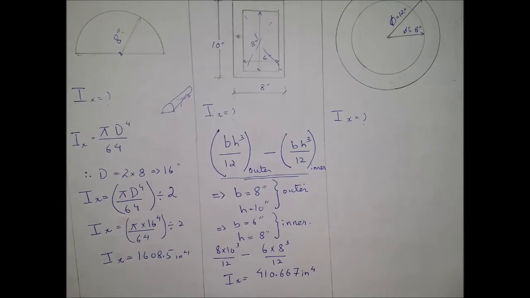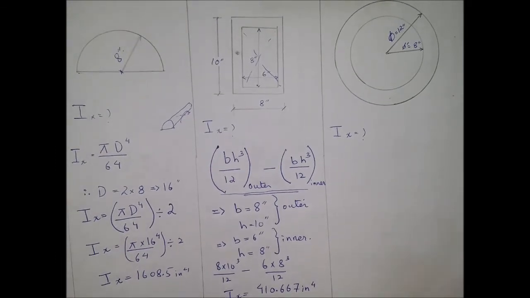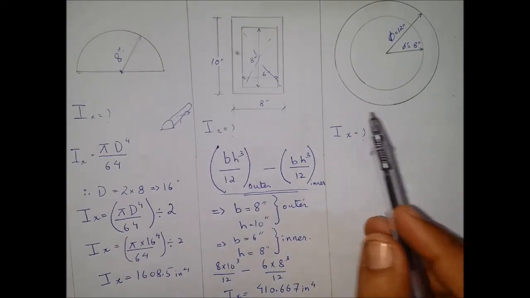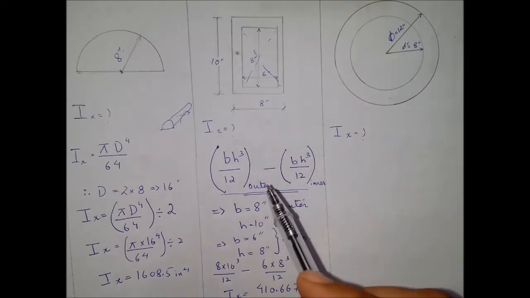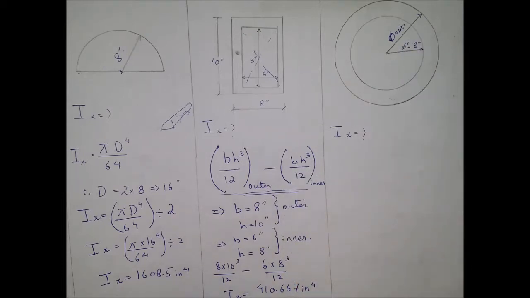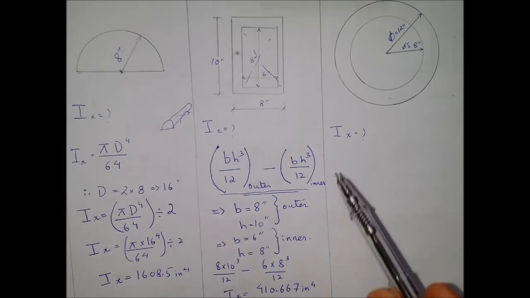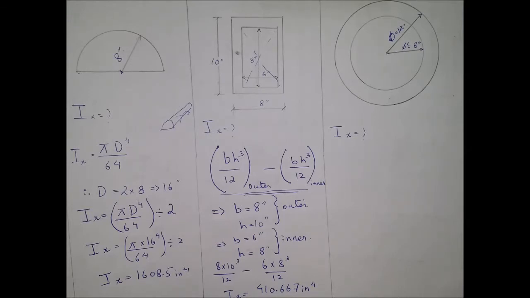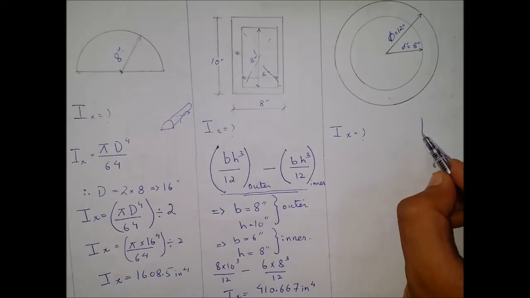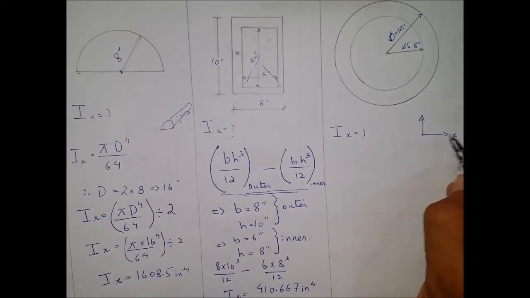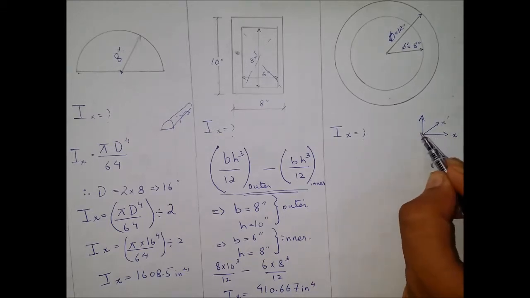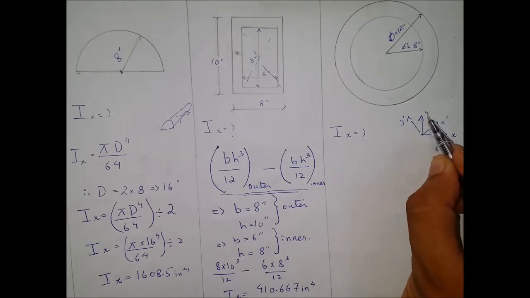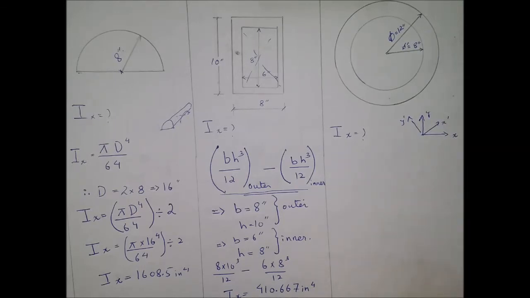Starting with the fourth example, the question is given with a circle and a void circle. The outer diameter is 12 inches, the inner diameter is 8 inches. We are interested in finding the moment of inertia about the x-axis. Moment of inertia about the x-axis or y-axis or any other planar axis such as x prime, y prime would remain the same since it's a symmetric shape with respect to all the axes.